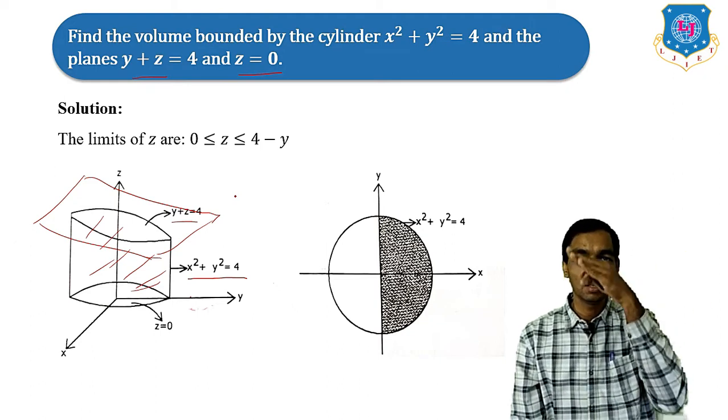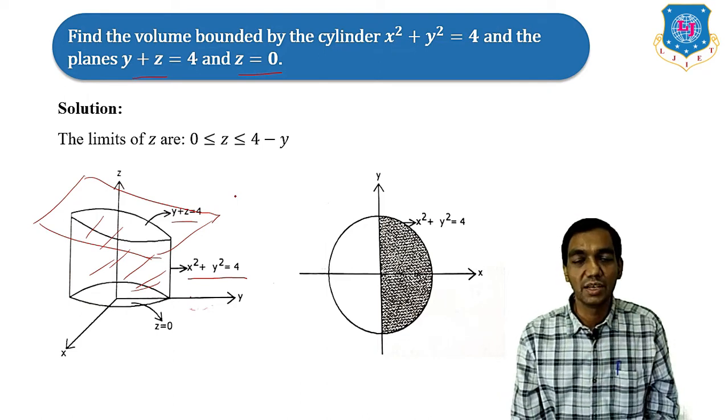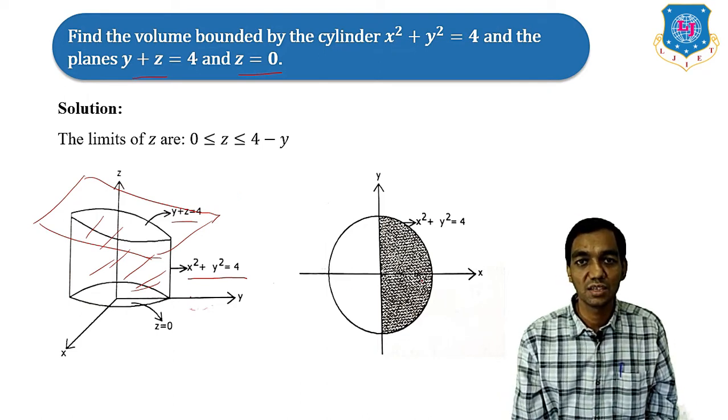So once you have cut the cylinder, and if you are going to find the top view, then the top view is nothing but a circle in 2 dimensions. Correct? So you have a whole circle in 2 dimensions. So we have to find the area of this, and you have to integrate over this area, x square plus y square is equal to 4.